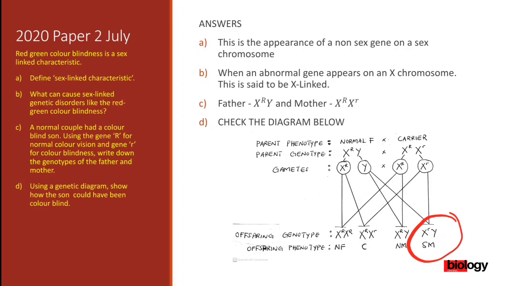So question D, we've answered. They said, using a genetic diagram, show how the son could have been colorblind. We've shown here. There's a son who is colorblind. There is a sick male. So it's possible that these two can actually have a sick offspring.